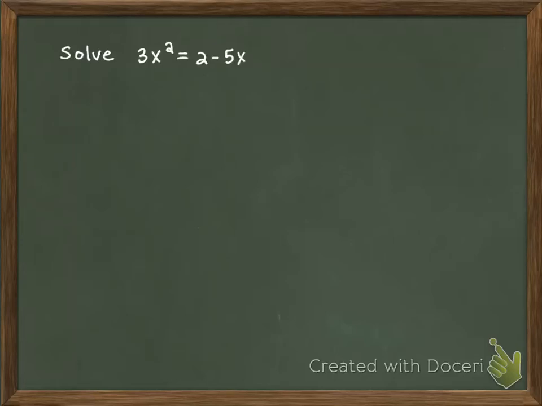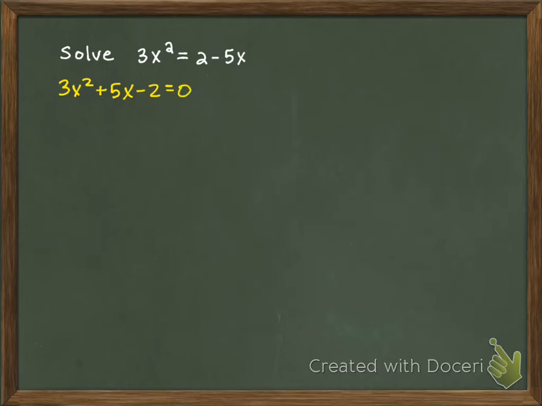Let's solve the following equation for x. We start by writing this quadratic in standard form, which means we need to get the 2 minus 5x to the other side of the equation. Doing that, by subtracting 2 and adding 5x, we'll get 3x squared plus 5x minus 2 equals 0.